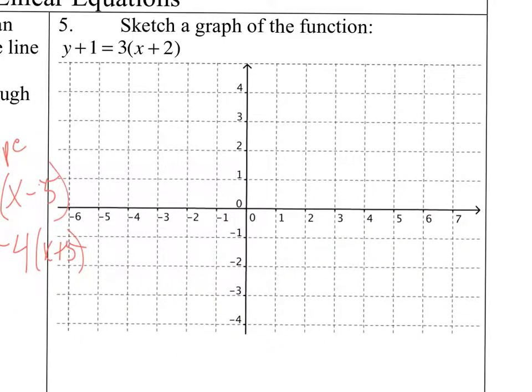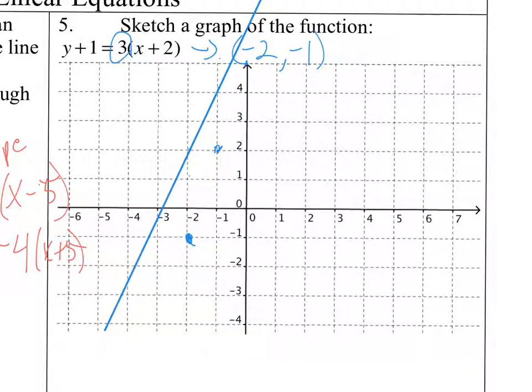Question 5, sketching a graph of the following function. This is in point slope form. If I'm feeling punchy, and you know I'm always feeling punchy, I might recognize that this is the point negative 2, negative 1. All right, that's here, and a slope of 3. 1, 2, 3 over 1. I wonder if I can get a line to come out well on this. I guess we'll see.